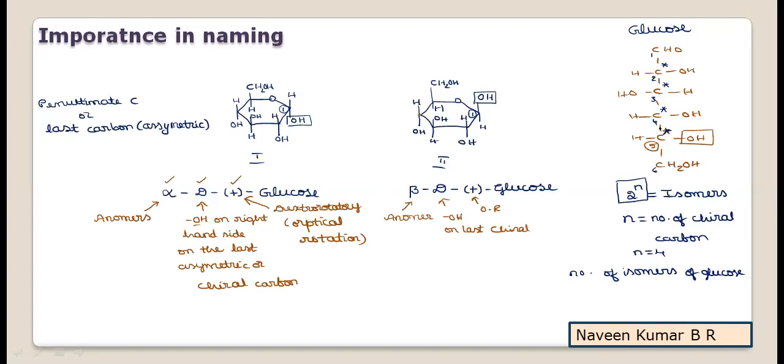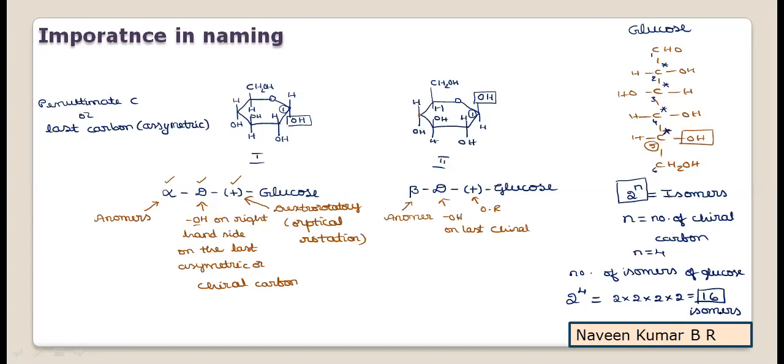Now, considering the asymmetric carbons in the formula, 2 to the power of 4 for glucose is 2 into 2 into 2 into 2. So it is 4, 4 into 2 is 8, 8 into 2 is 16. Hence, there are 16 possible isomers for glucose, which may be epimers, anomers; all those we'll learn in the next part.